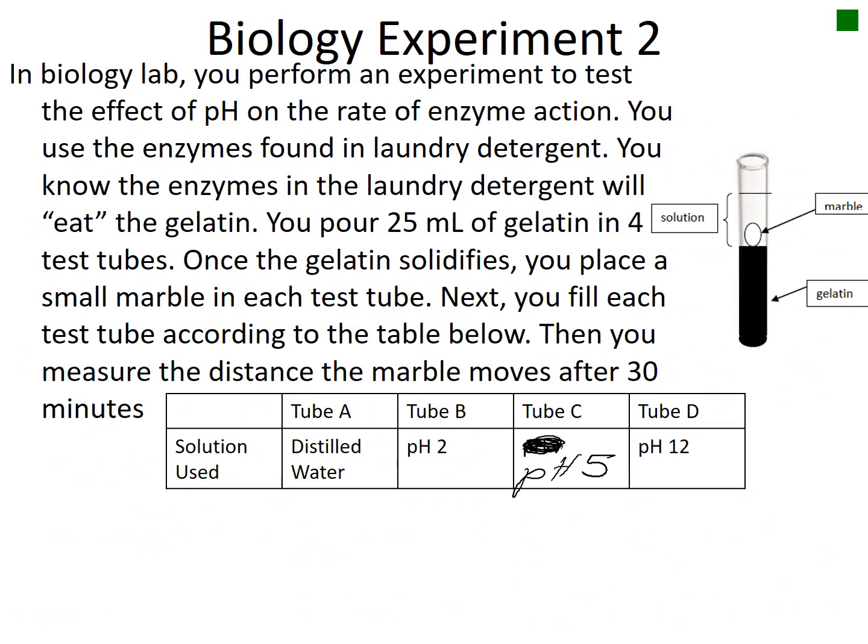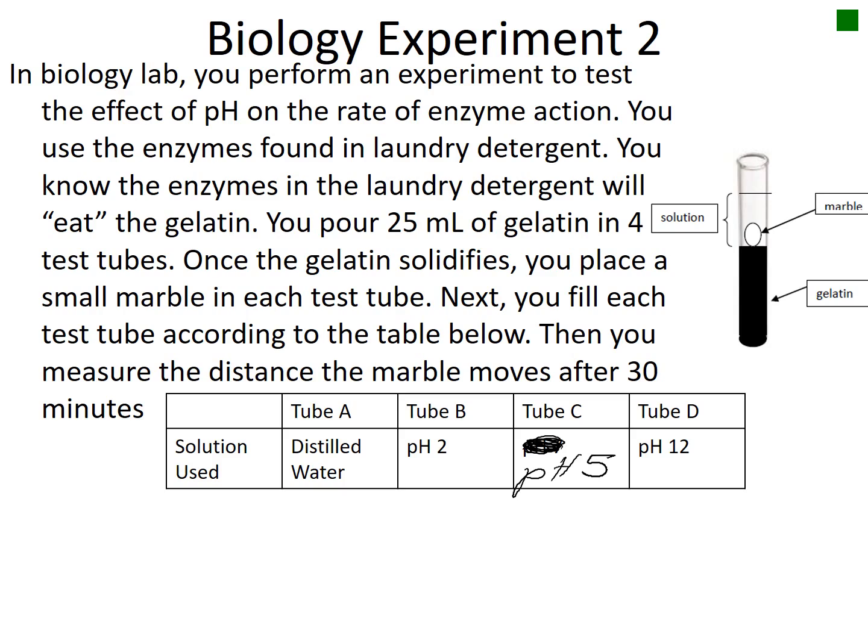All right, ladies and gentlemen, I want you to practice this experiment on your own. It tells you in biology lab, you perform an experiment to test the effect of pH on the rate of enzyme action. You use enzymes found in laundry detergent. You know the enzymes in laundry detergent will eat, quote unquote, gelatin. You pour 25 milliliters of gelatin in 4 test tubes. Once the gelatin solidifies, you place a small marble in each test tube. Next, you fill each test tube according to the table below.